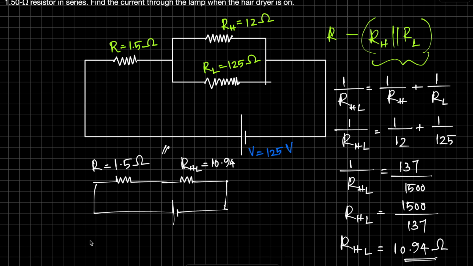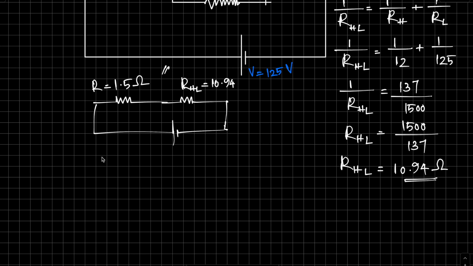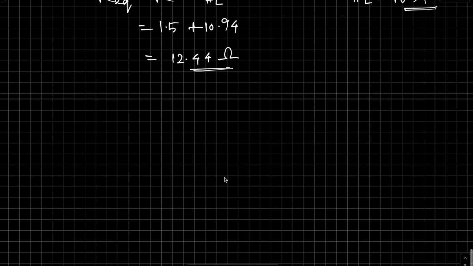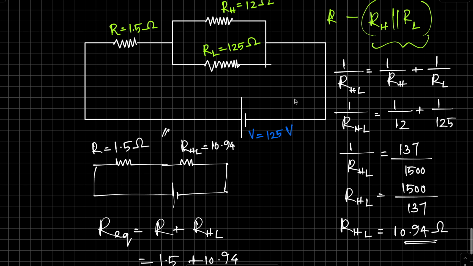They're connected in series. So how do you find the total resistance of the equivalent resistance? Req equals R plus RHL. R is 1.5, RHL is 10.94, so that's 12.44 ohms. How do you find the total current in the circuit, or the current flowing through the battery?